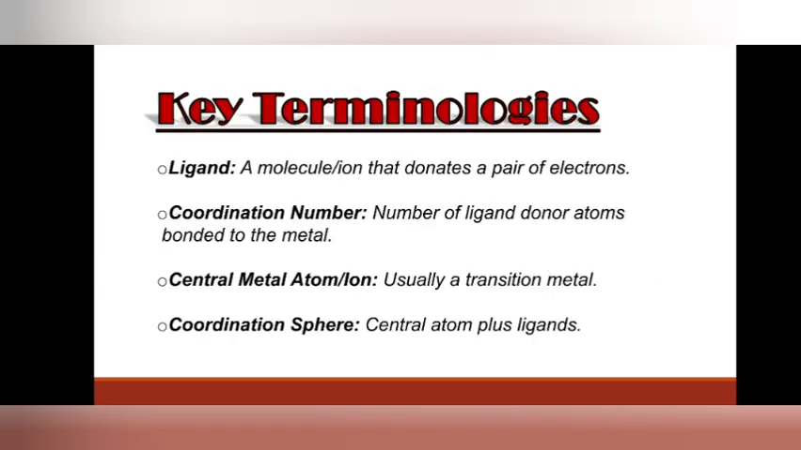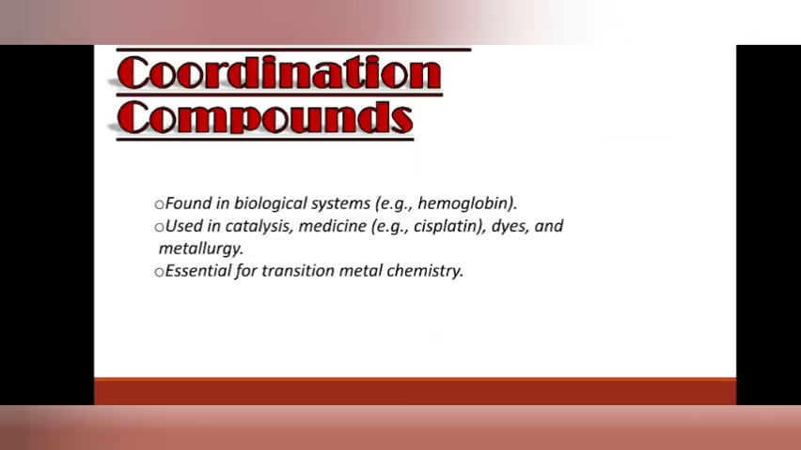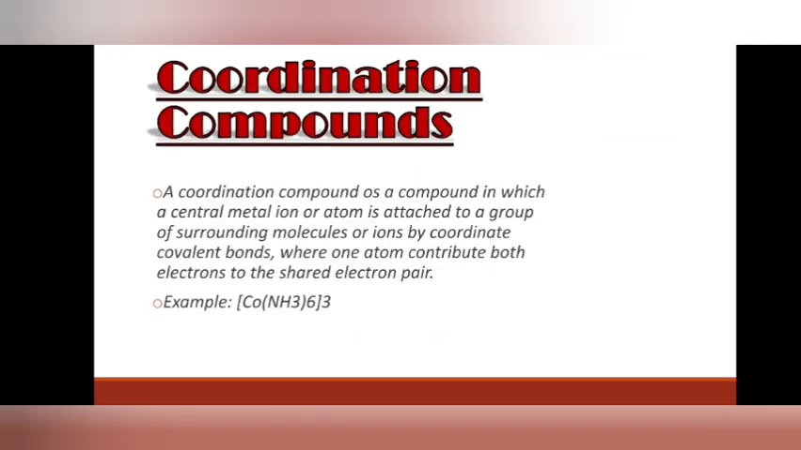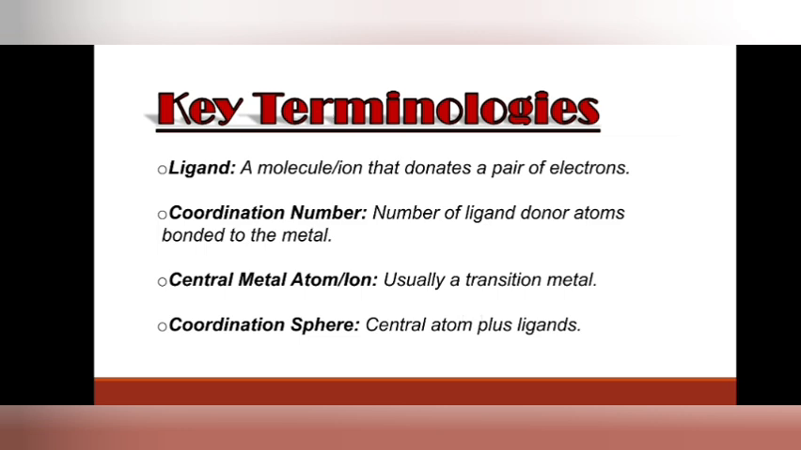There are some key terminologies that must be kept in mind when studying coordination compounds. The first terminology is the ligand. What is a ligand? A ligand is a molecule or ion that can donate a pair of electrons. For example, in the previous example we can see we have NH3. NH3 has the ability to donate a pair of electrons. That's why it acts as a ligand.